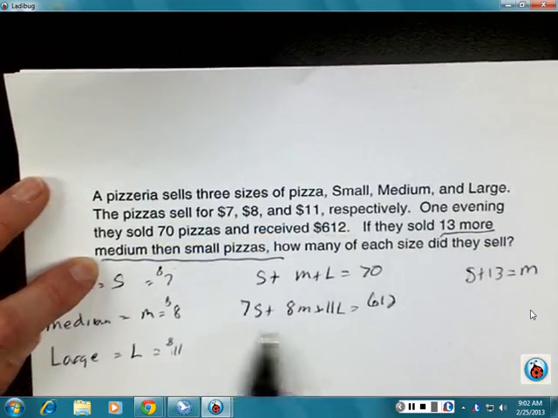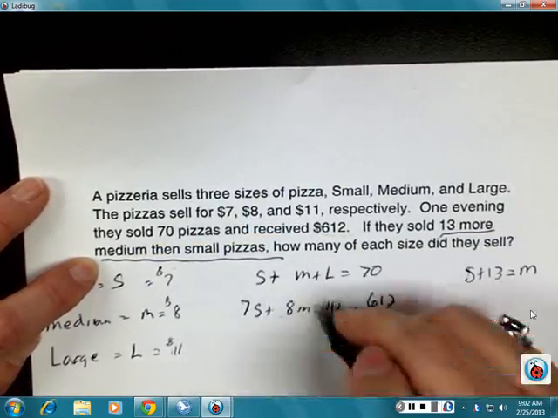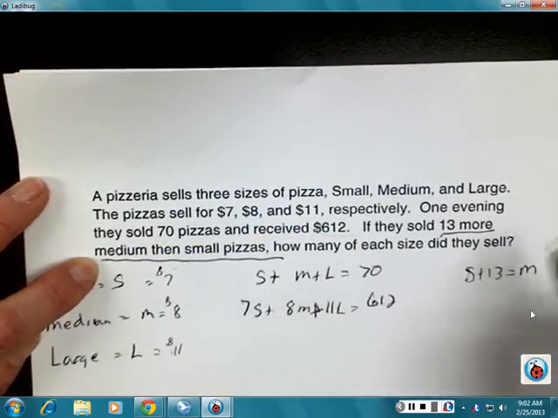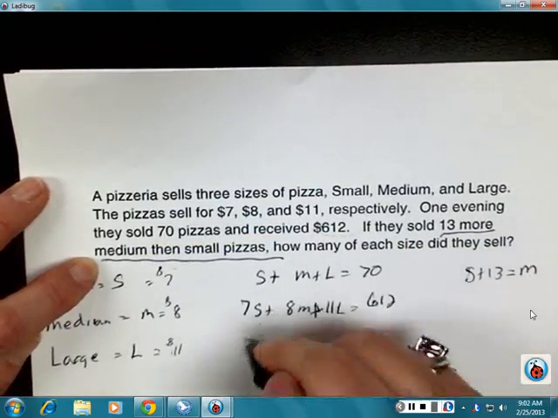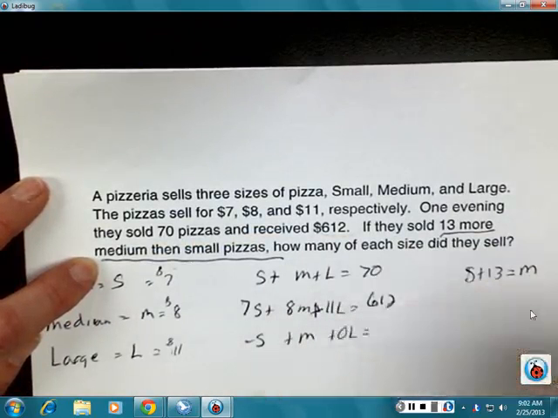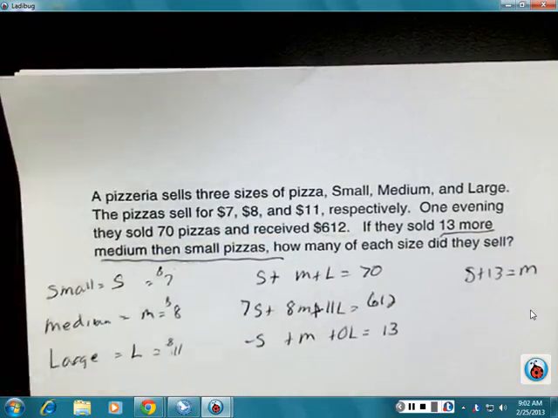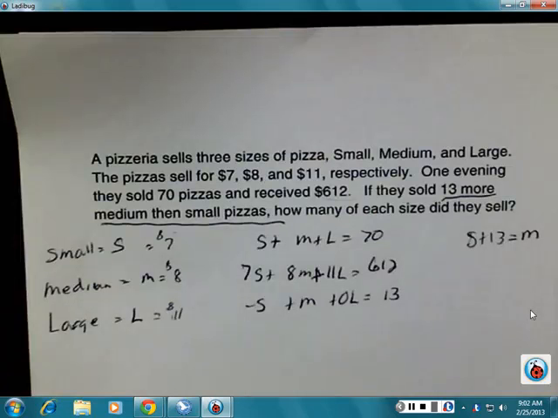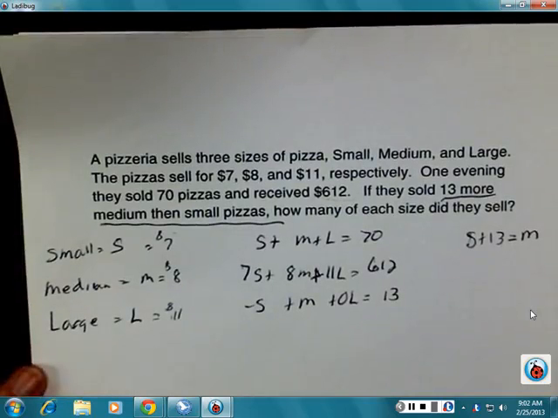So how do I get that underneath this piece? Because I have to have it under here so I can work with it. Minus S. Okay, so I have a negative S plus M plus 0 large is going to equal 13. And that's my pieces. Not bad. We kind of walked through it, so it's like the other ones we just got done doing. It's not much different. So what do we find for the answers? How many smalls, mediums, and large did we sell?